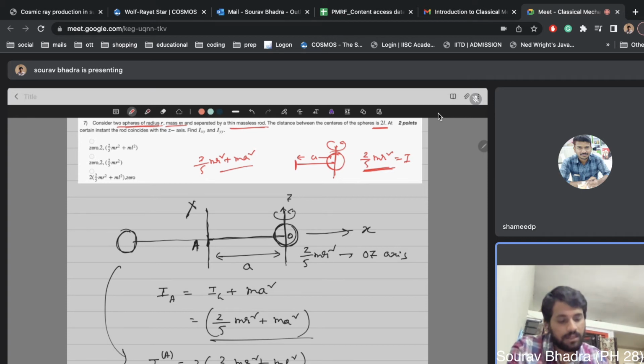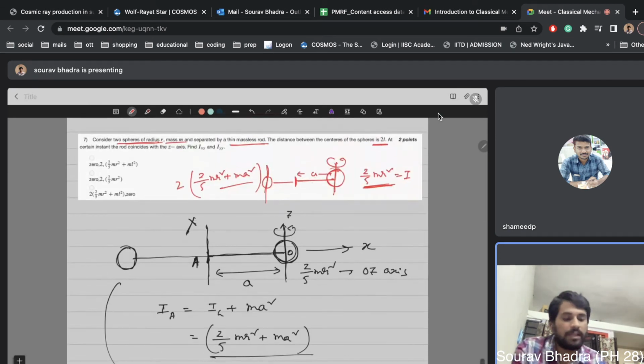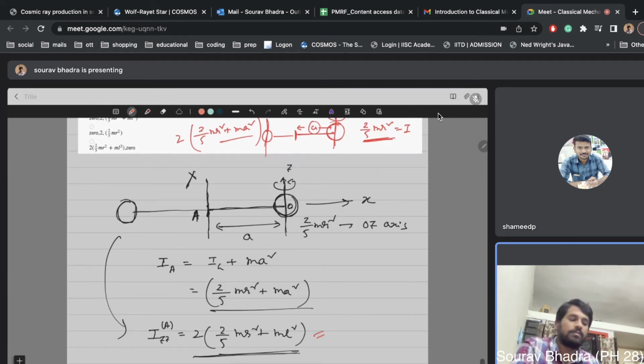That is the distance, and as it has two spheres, it will be just double. It is a symmetric system, and the other sphere will be on this side also. So it will be 2 times each sphere, that is 2 times 2/5 mr squared plus ml squared, because the length has been given as 2l, so half the length is actually l. According to my question, a is actually l. I did that in the video, just go through this. So this will be your answer for the zz component, that is 2 times 2/5 mr squared plus ml squared.